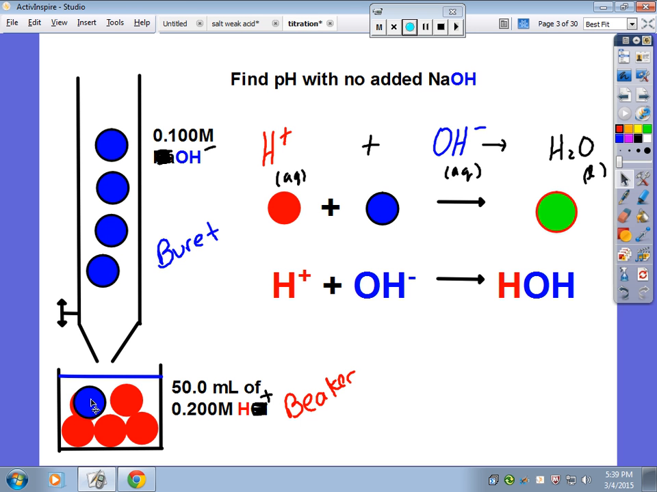And what happens when you put a red and a blue dot together? Oh, look, you make water. Okay? So as I drop a blue dot in, it's going to react with a red dot. It's going to make water. The red dots are going to go down, the hydrogen ions are going to decrease, and my volume is going to go up. And that changes my molarity. So when you change the concentration and you change the volume, you change the molarity, don't you?